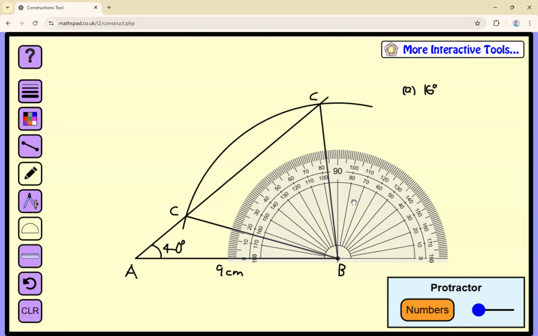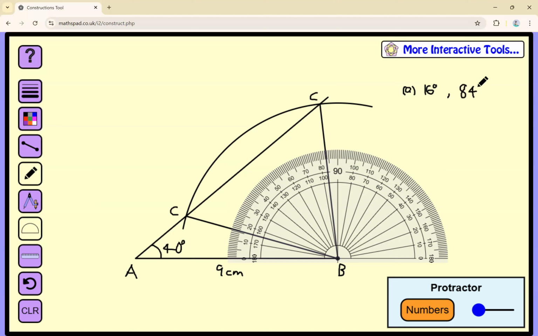Okay, then the other one seems like it's something like 83.5. But for a protractor, we can only read to the nearest degree. So maybe we will go for 84 degrees. So two possible answers.